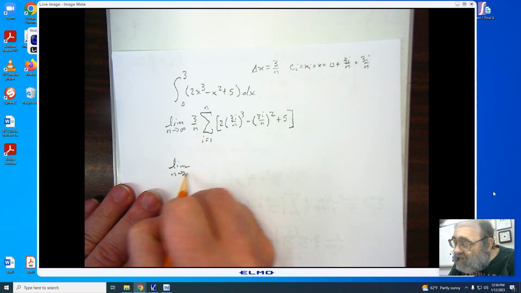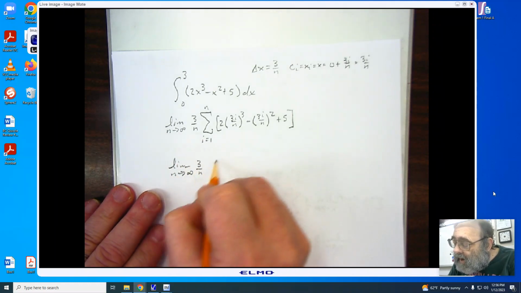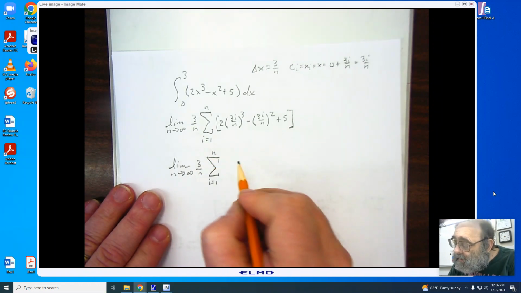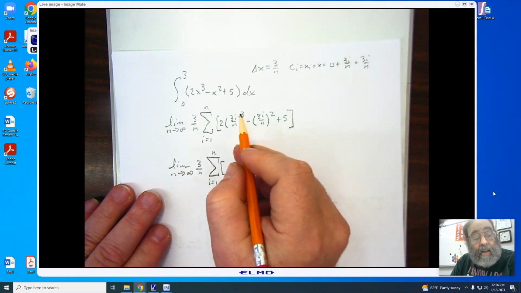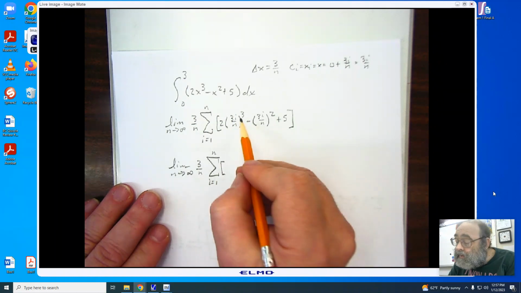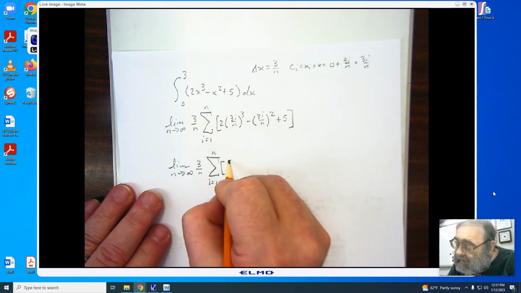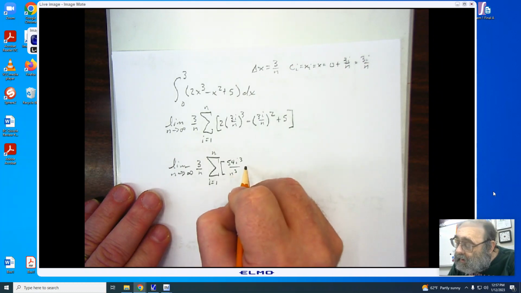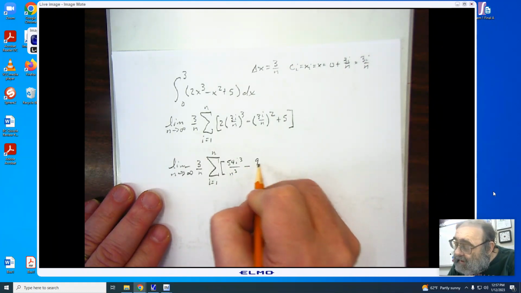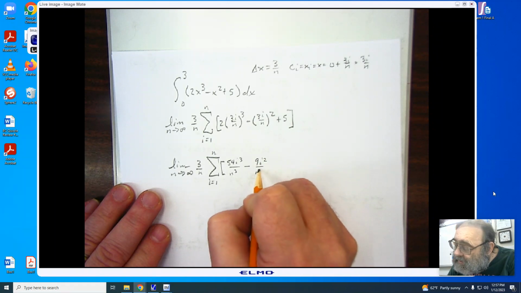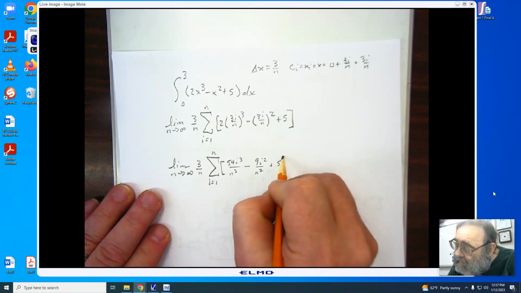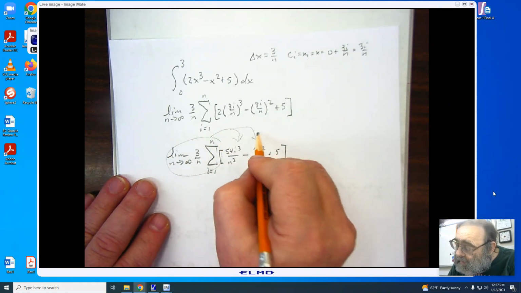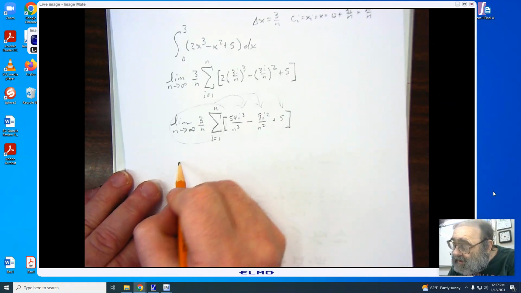Limit as n approaches infinity. Here we go. 3 over n. i is starting from 1 to n. And I'm now looking at that 27 times 2 is 54, i cubed over n cubed, minus 9 i squared over n squared, plus 5. We're now going to distribute this piece to each term, and then we will continue.